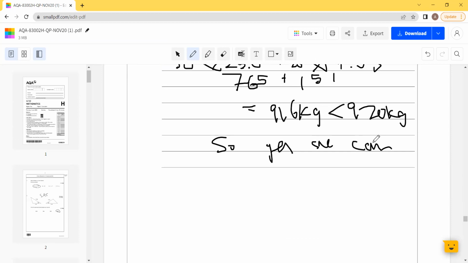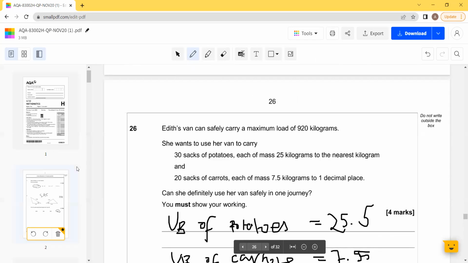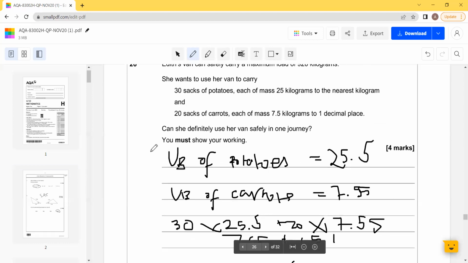Okay, so we don't have to use any of the lower bounds, because all we have to do is figure out, let's assume that all of them are at the upper bound. All 30 sacks of potatoes are 25.5 kilos, and all 20 sacks of carrots are 7.55 kilograms. Then we calculated the actual weight of them in total. And then we want to see if that was greater than 920 or not. And if it was less than, she could carry it safely.